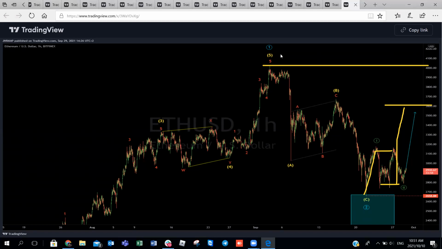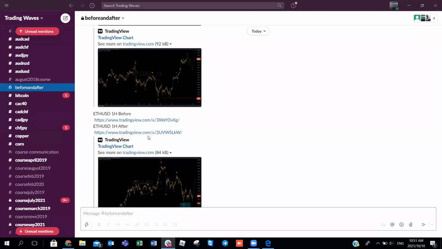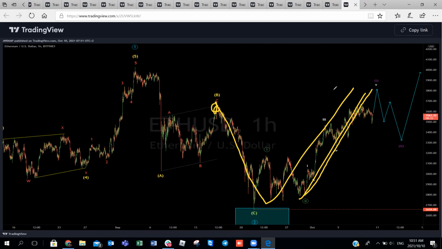But let's see how the chart has played out here on Ethereum. So that is Ethereum after. So this was the forecast before and then after. So you'll see again that we did not just forecast the current move from here. We focused it from here, down here, and up here. Multiple moves ahead on Ethereum. Okay, let's have a look at the rest.